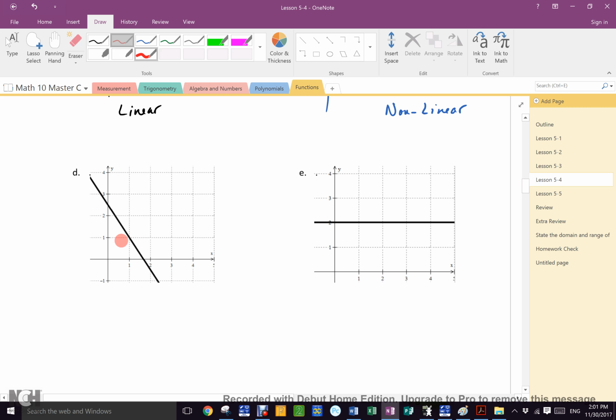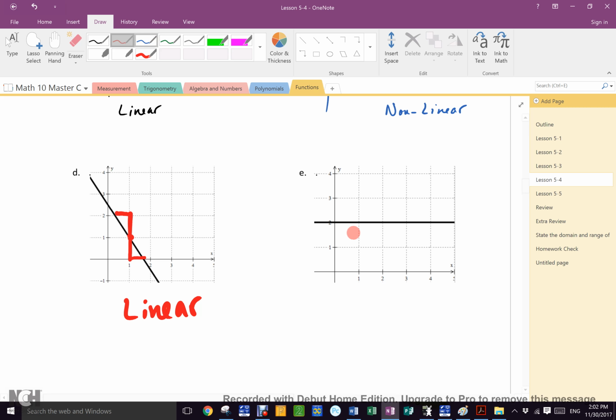D, linear or nonlinear? Looks linear, but we have to check, don't we? There's a point right there, yes? If I go up 1, I go over almost all the way, yes? Let's check. If I go down 1, do I go over almost all the way? Yeah. So that's linear.